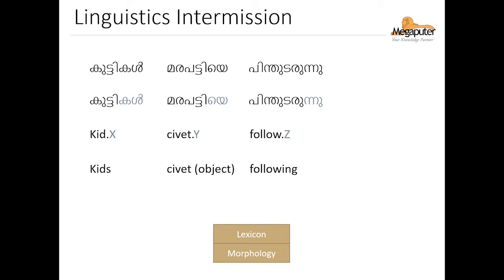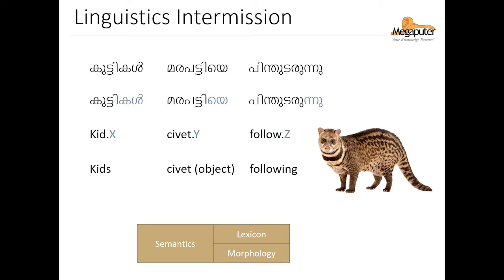Now that we have the words, the next question should be whether we know what all the words mean. We probably all understand kid and follow, but what about civet? This is where semantics comes in. It basically encompasses what it all means together. So we see on the left that semantics interfaces with the lexicon and morphology. This is because words have meaning and the morphology, or word transformations, also have meaning. Now to answer the civet question, a civet is this small mammal in the mongoose family here.